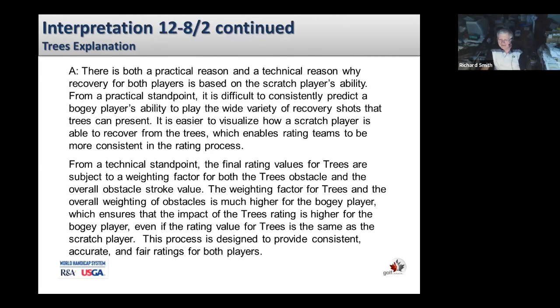Okay. And then they mention it, and this is probably more technical than we need to spend a lot of time on, but they're talking about within the calculations that the computer application makes on all of the input values, the weighting factor for trees is higher for bogey than it is for scratch, to recognize the fact that their abilities are less and they might not be able to pull off the recoveries in the same way.